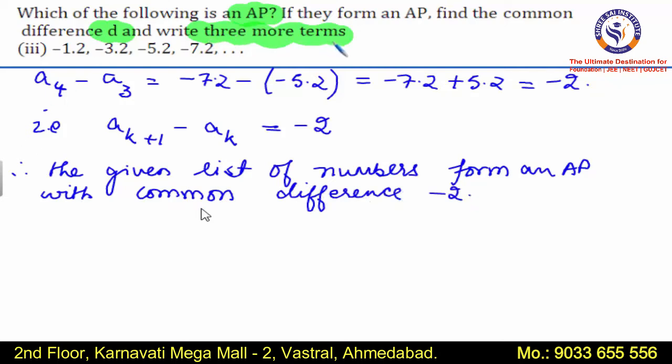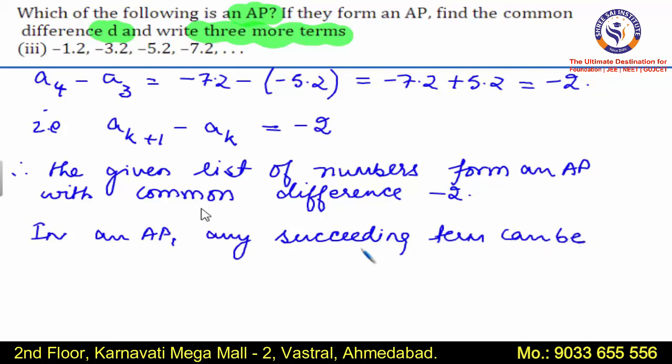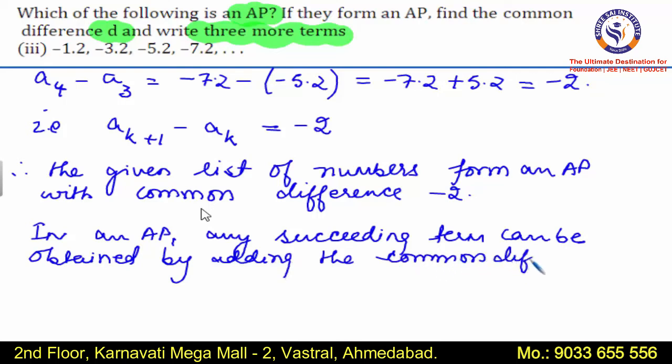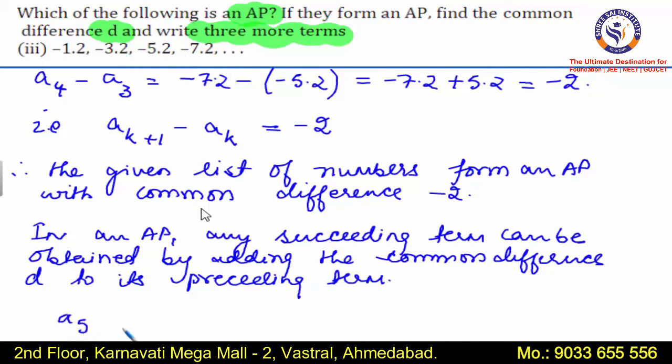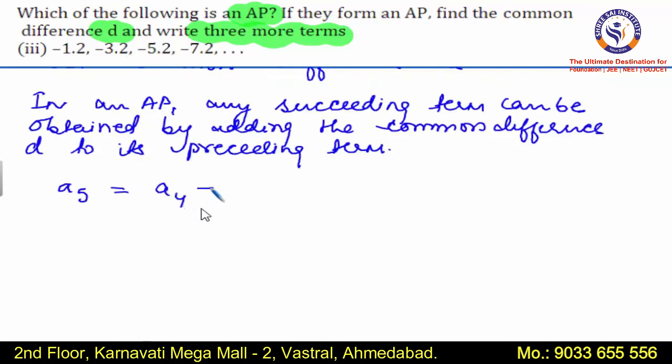Next we have to find 3 more terms of this AP. And we know that in an AP, any succeeding term can be obtained by adding the common difference d to its preceding term. Here we are given 4 terms and we have to find the 5th, 6th and 7th term. So the 5th term is given by the sum of the 4th term and the common difference. 4th term is minus 7.2 and the common difference is minus 2. This is equal to minus 9.2.